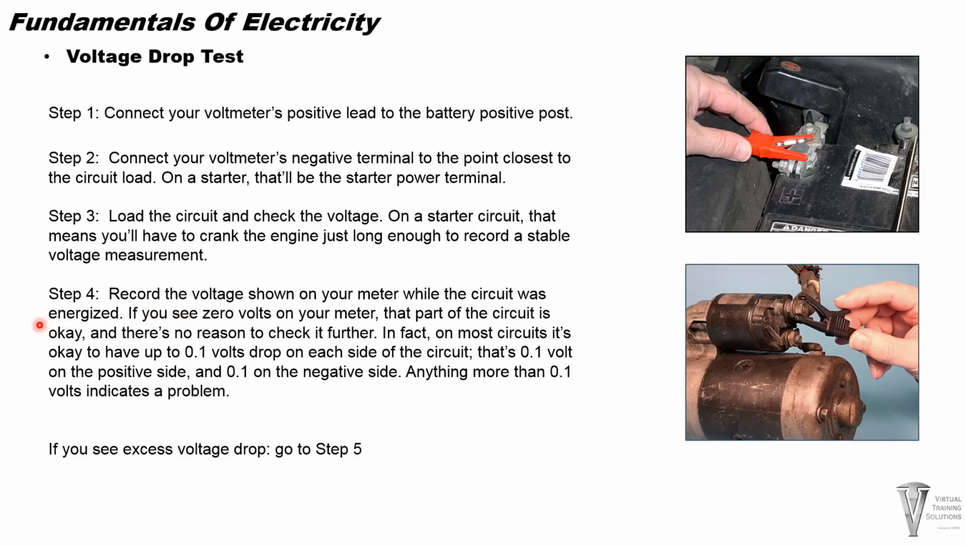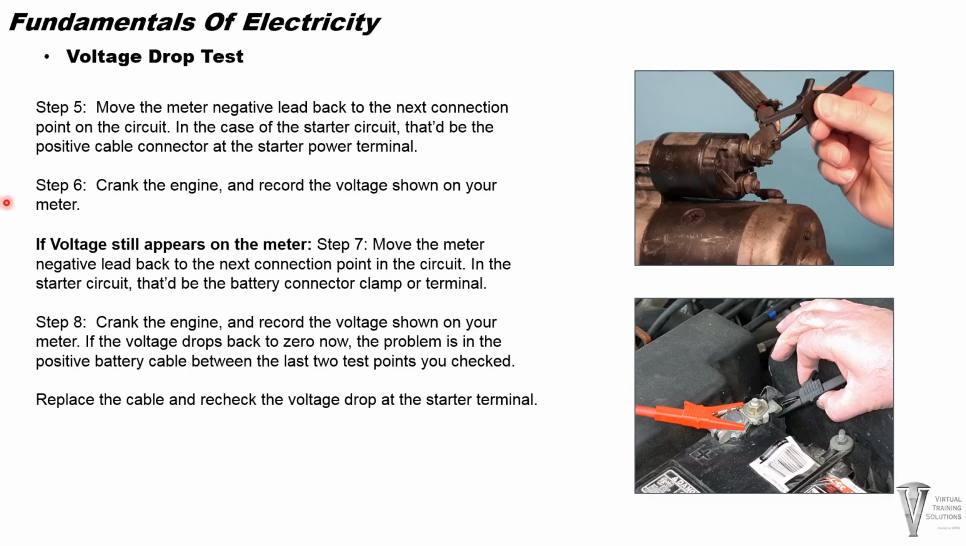If you have 0, then your test is done. We're good to go. If you're recording anything other than 0, so you've got 2 volts or 1.2 or something like that, we're going to go to step number 5 here, which is to move the meter negative lead back to the next connection point on the circuit. In the case of the starter circuit, that'd be the positive cable connector at the starter power terminal. Crank the engine and record the voltage shown on your meter.